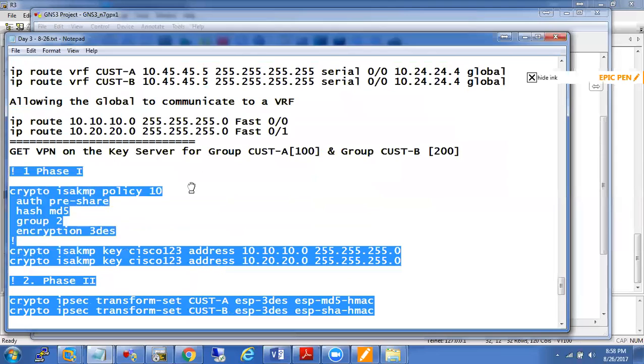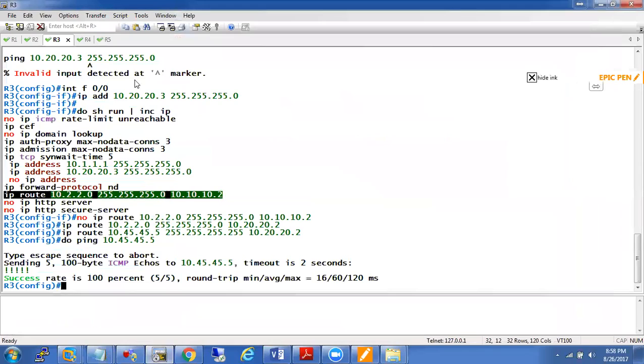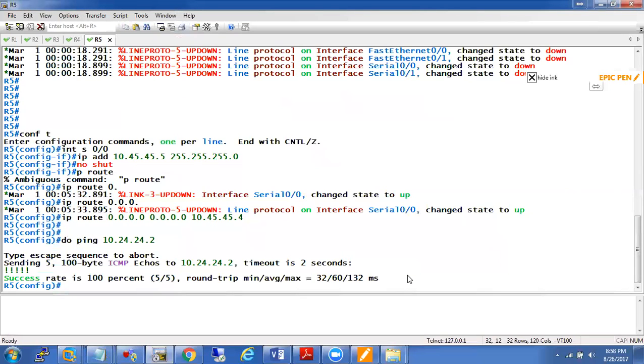So I'll copy this and paste it to R5. In case we had 2 different VRFs, one per group, on the KS, do we need to specify the VRF under the crypto GDOI? Yes, not in the GDOI, the key at the top. And if you had it on the group also, yes, you would also need to do it on the GDOI, correct.